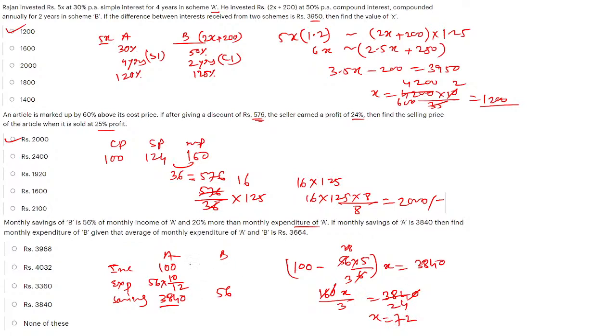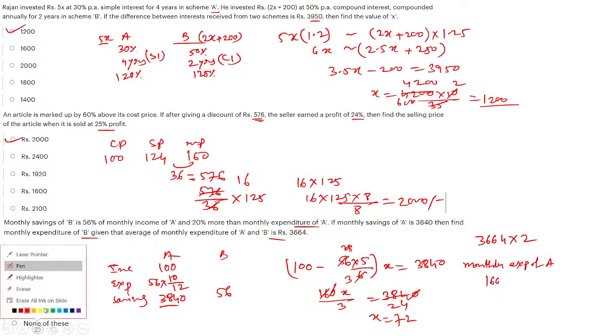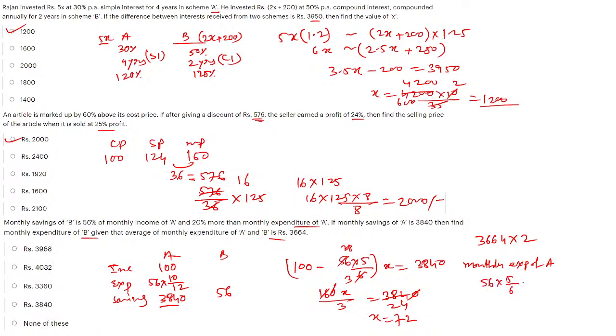Now x equals 72. What we have to find out? Average monthly expenditure. That means total expenditure is given 3664 multiplied by 2. Now find the monthly expenditure of B, right? So monthly expenditure of A is equal to, not 160, monthly expenditure of A 56 multiplied by 10 by 12. That means 56 multiplied by 5 by 6, which is multiplied by 6. So this is 12, 6, 3160, right?